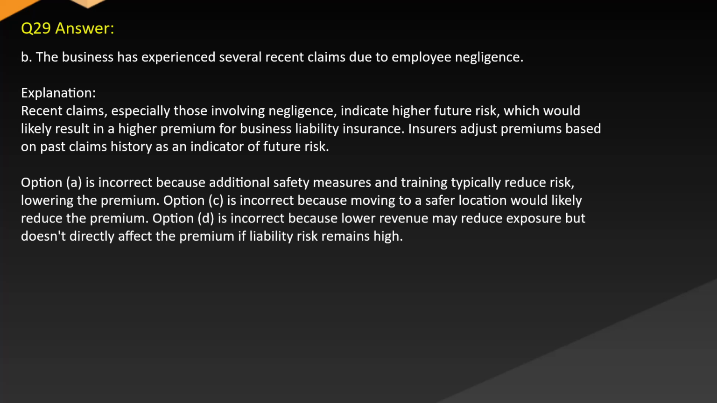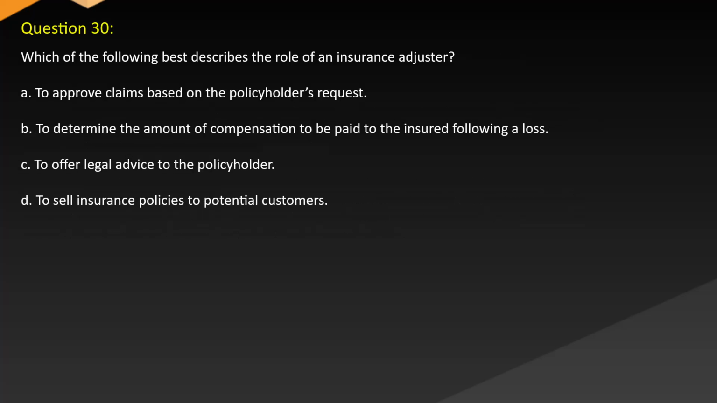Option A is incorrect because additional safety measures and training typically reduce risk, lowering the premium. Option C is incorrect because moving to a safer location would likely reduce the premium. Option D is incorrect because lower revenue may reduce exposure but doesn't directly affect the premium if liability risk remains high. Question 30. Which of the following best describes the role of an insurance adjuster?